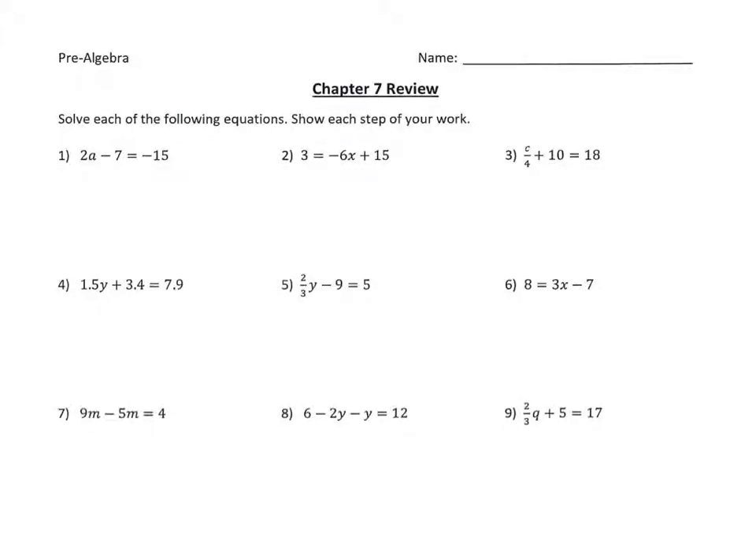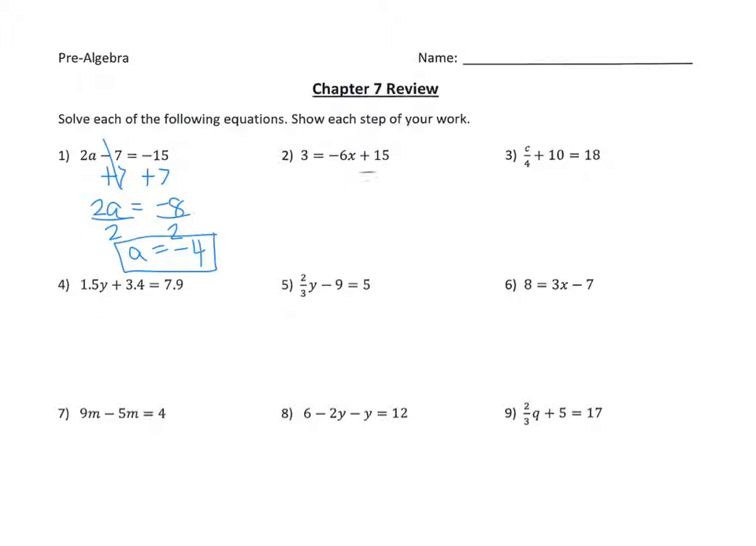Okay, chapter 7. So this is a two-step problem. I'm going to add 7 to each side. These cancel out. 2a equals negative 15 plus 7, which is negative 8. I'm going to divide both sides by 2. So a equals negative 4. Make sure you box your answer in.